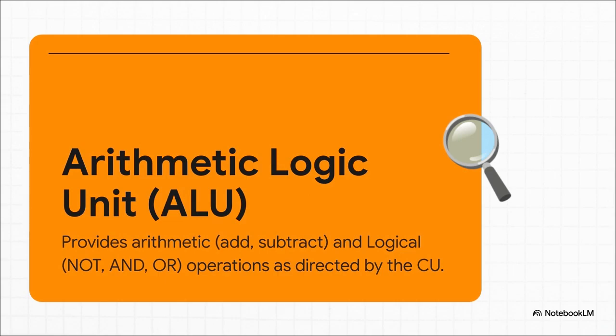Next up is the arithmetic and logic unit, the ALU. Now this is the part that does the actual thinking. If the control unit is the manager, the ALU is the brilliant mathematician in the back room doing all the hard work. Every single thing your computer does, from opening a file to rendering a video, gets broken down into millions of tiny little math problems or logic questions, and the ALU is what solves them at incredible speeds.